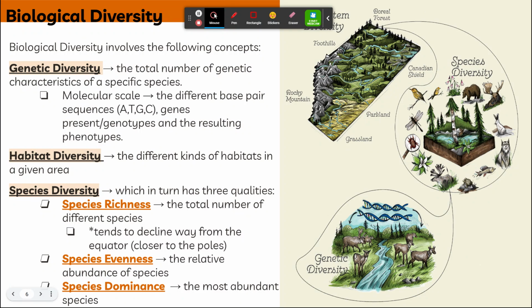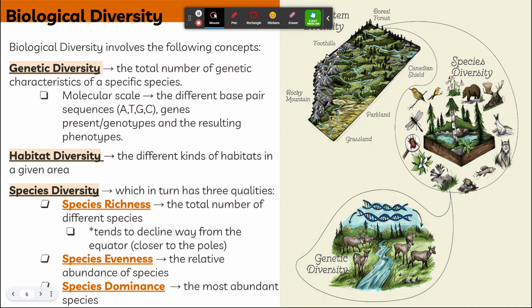Habitat diversity is the different kinds of habitats in a given area. Is it all the same type of geography? Do you have the same type of trees, the same type of landscape, the same type of aquatic ecosystems, like wetlands versus swamps? What do you have in a particular area? Because the different kinds of habitats you have will result in different kinds of species living in those areas.